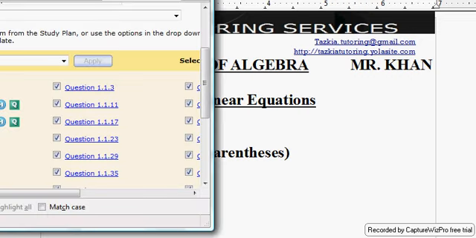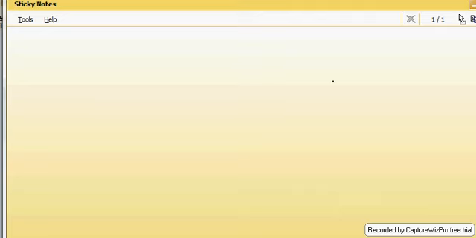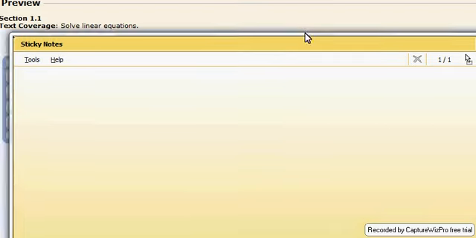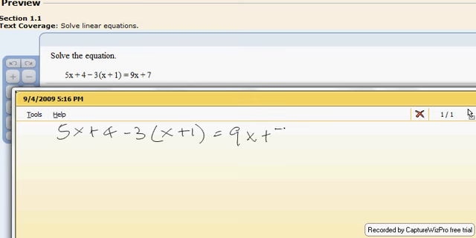Okay, let's look here. Okay, here's an example. 5x plus 4 minus 3 parentheses x plus 1 equals 9x plus 7. Okay, here we're given an equation. We're asked to solve for x. Okay, we're solving for x.